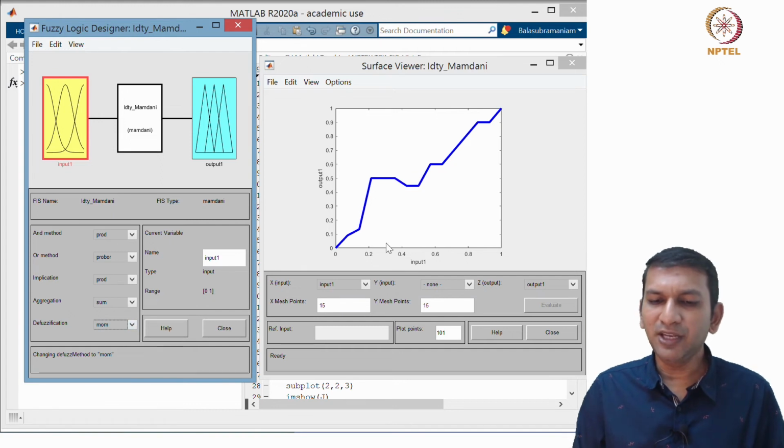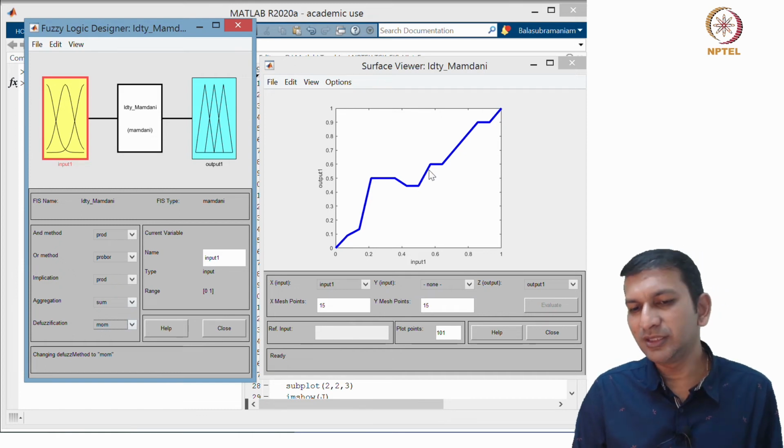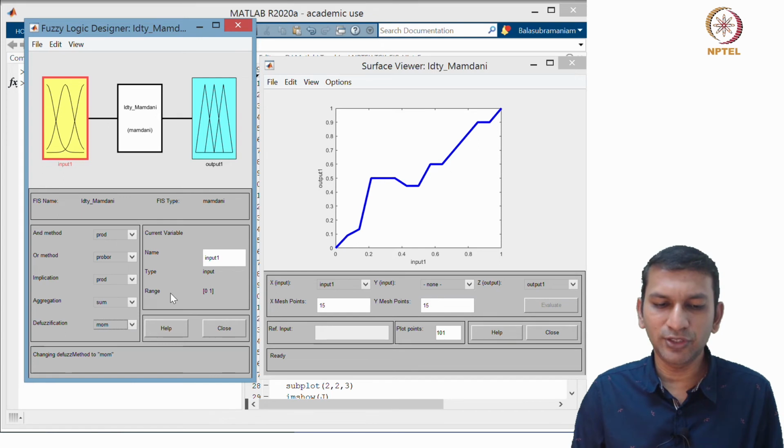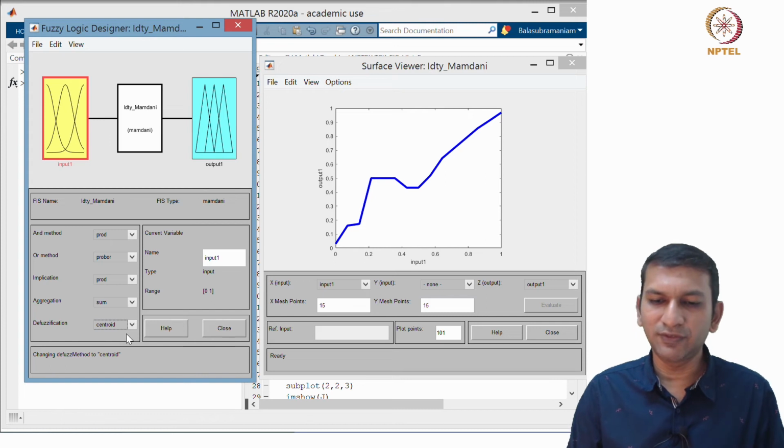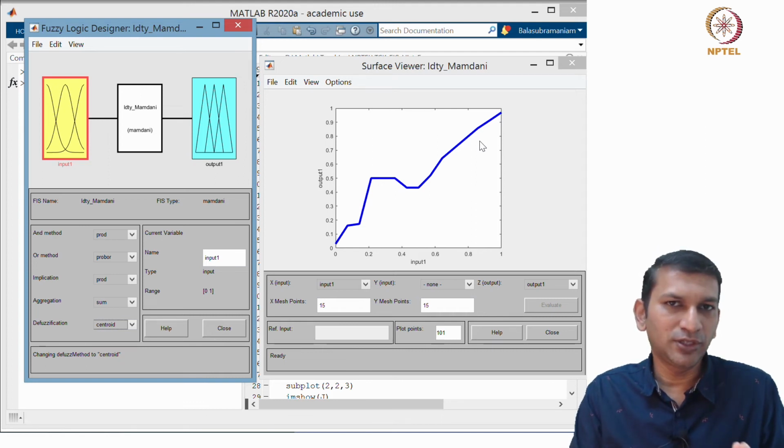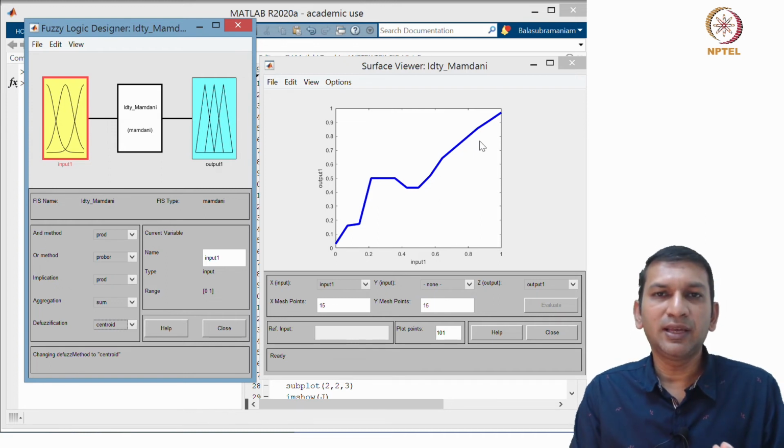If you apply the mean of maxima, you see that not only is it not approximating it well, but it also loses its monotonicity property. And while these are continuous, you see the sharp edges, and so you know that these are not differentiable. Instead, if you apply the centroid defuzzification scheme, at least in some parts of the domain, it seems more or less smooth. So this should clearly demonstrate to you that by appropriately changing the defuzzification operation, we can in fact expect to change the output function to a certain extent.